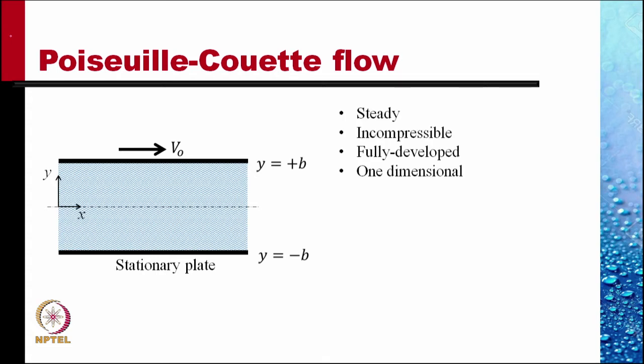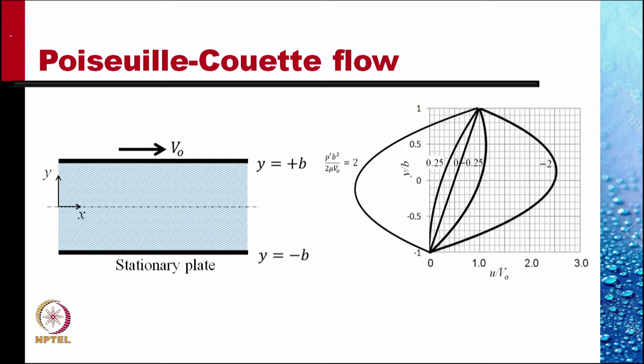We assumed the flow to be steady, incompressible, fully developed, and one-dimensional. Under these assumptions, we showed that there is only one component of velocity, Vx, which we denote with u, and it is only a function of y. Since the flow is fully developed, there is nothing that depends upon x. The velocity profiles were shown to be like this for the various values of the pressure coefficient.